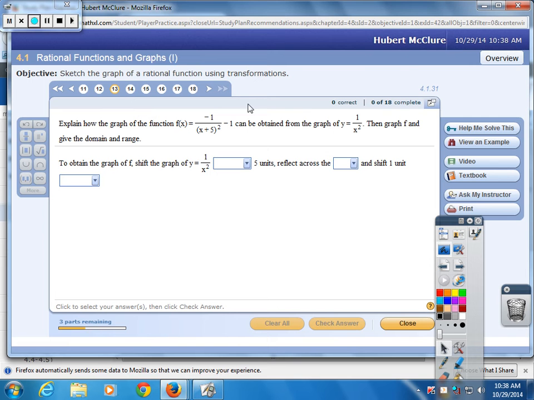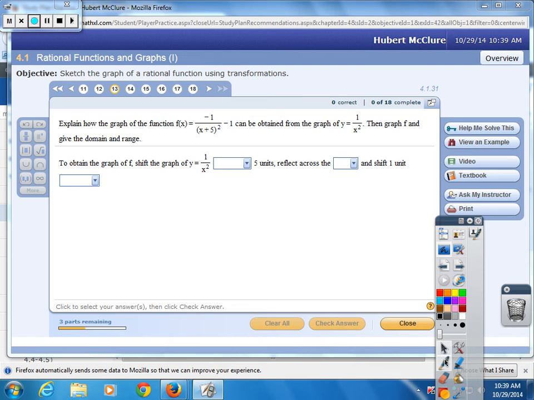All right, let's talk about the domain and range of this function. What's the domain and range of this function? Well, graph it. But if you wanted to find the domain of this function, you set the denominator equal to what? 0, because you can't have 0 in the denominator.